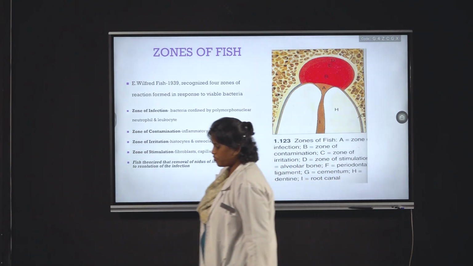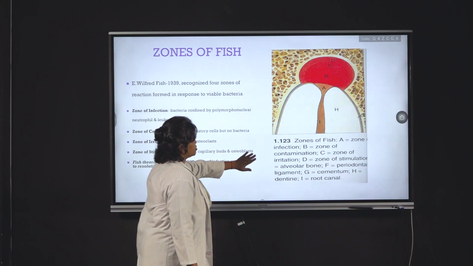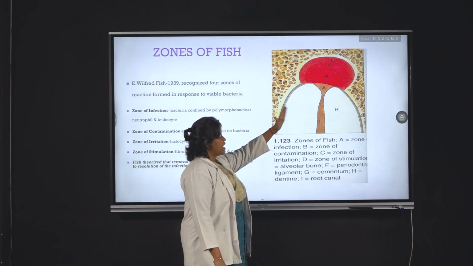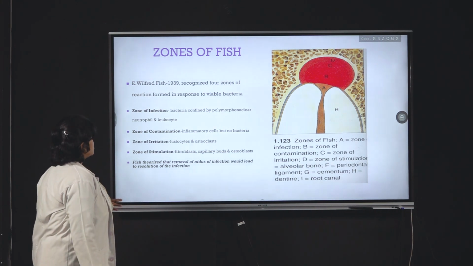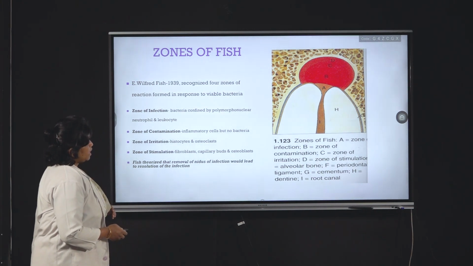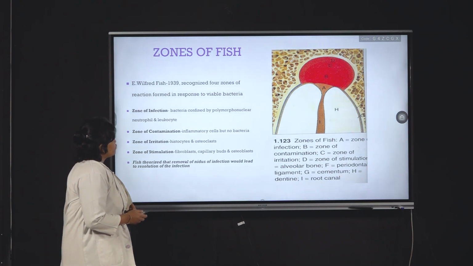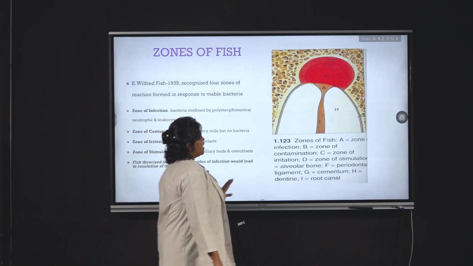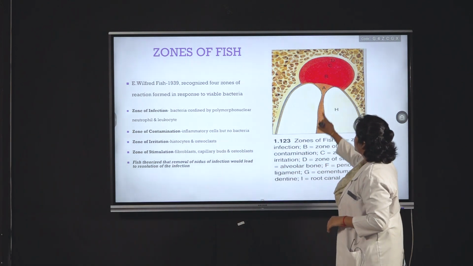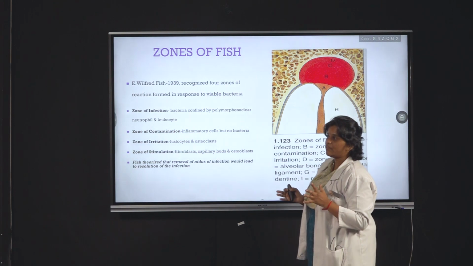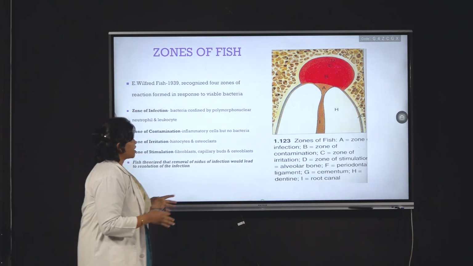Now Fish, in the year 1939, categorized some zones of infection, zones A, B, C and D, depending on the microbial presence or absence. He named these zones as zone of infection, zone of contamination, zone of irritation and zone of stimulation. A is the zone of infection, where you can see n number of bacteria; it is rich in all sorts of infective bacteria.